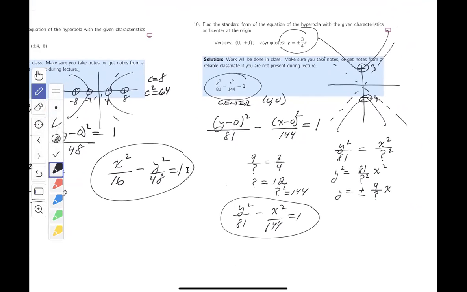Okay, I think we just did 10, and that covers it. I know it's a tough section. You have to study, and you have to do supplemental problems on your own.